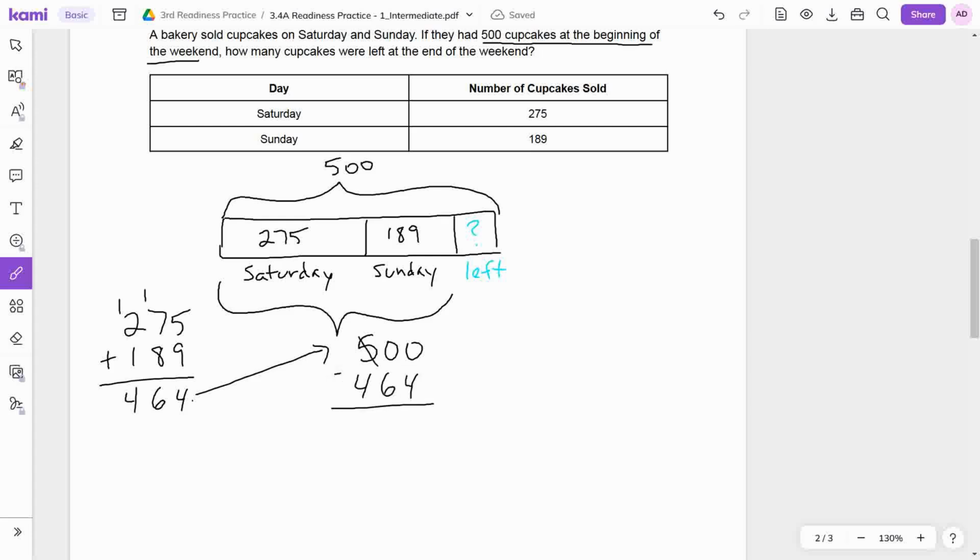So I need to break apart 100, leaving 4 left, and that gets me 10 tens. I actually need to take one of my 10s, leaving 9, break it up into 10 ones. Now I'm good to go. 10 minus 4 is 6.